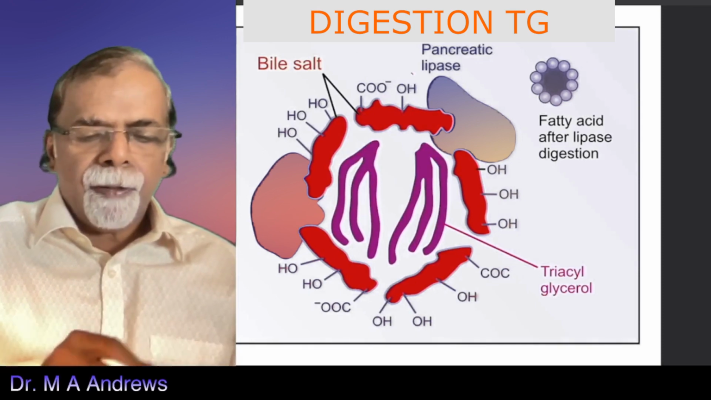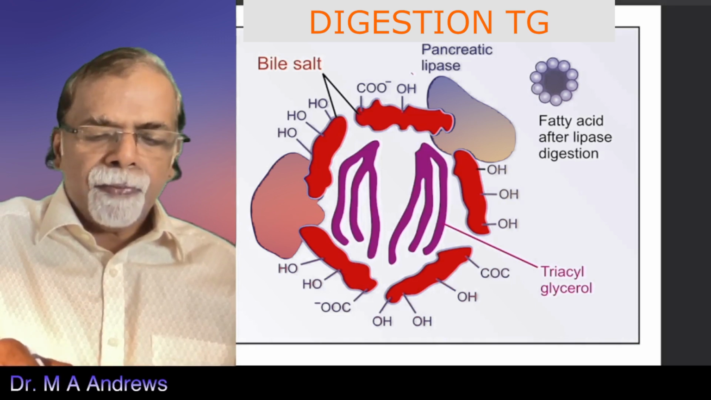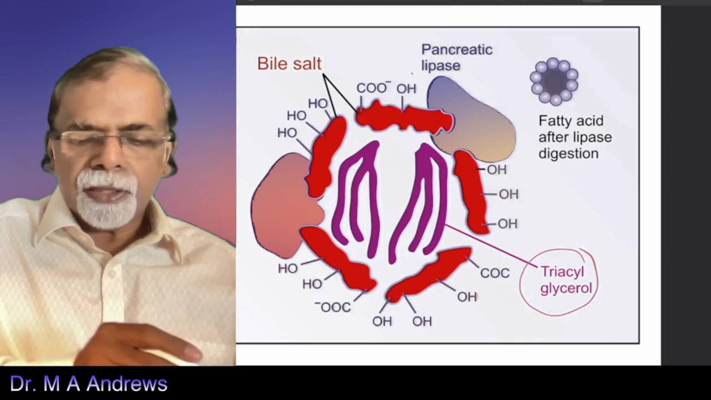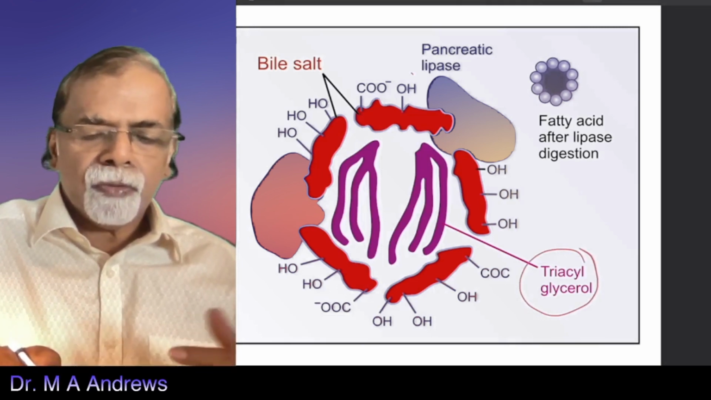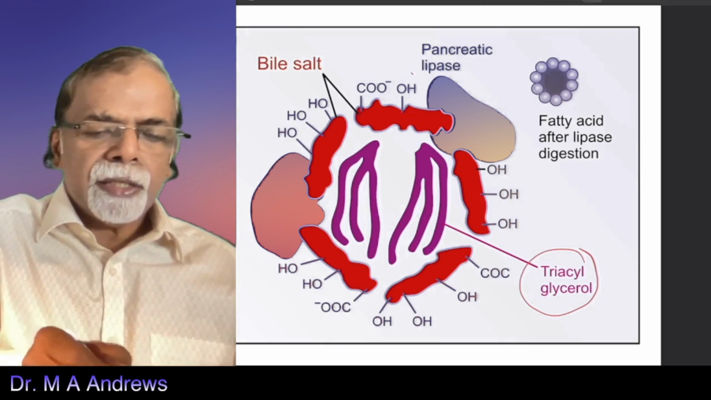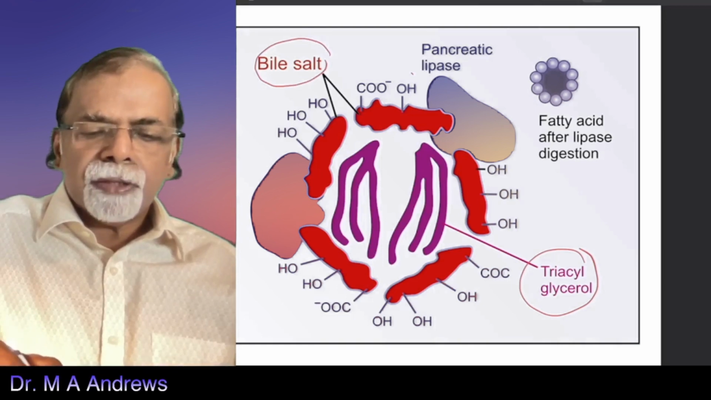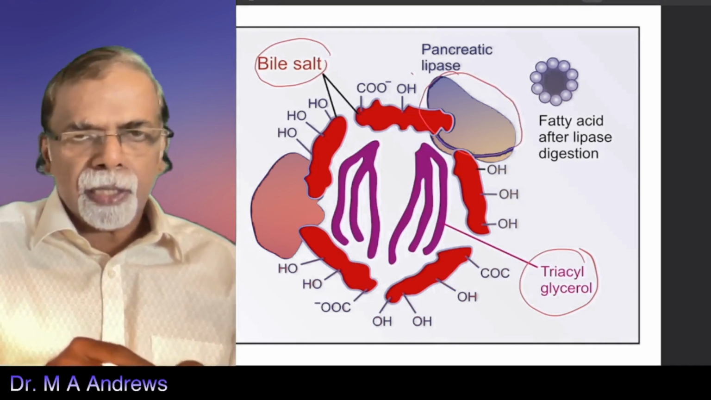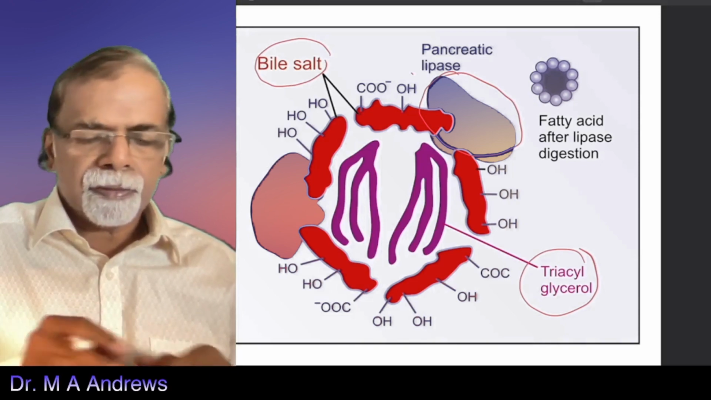And this is the structure of the micelle. So the mixed micelle contains the triacyl glycerol, that is triglyceride. In addition, it contains cholesterol esters, phospholipids, to which are attached the bile salts. And the co-lipase comes and the pancreatic lipase acts on this and splits the triglycerides, about which we have already discussed.